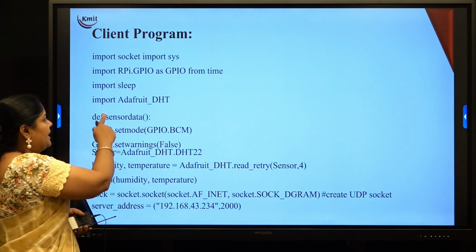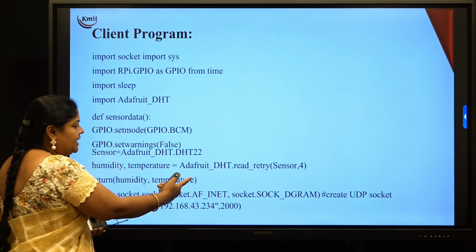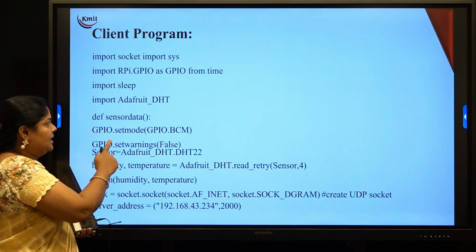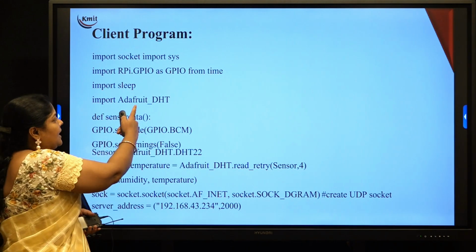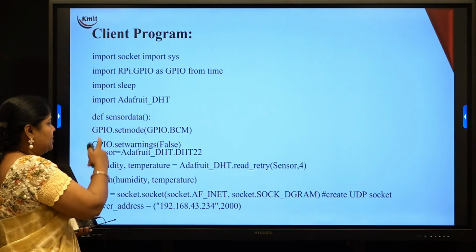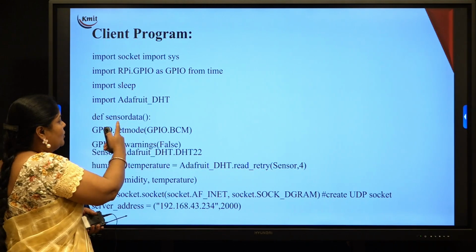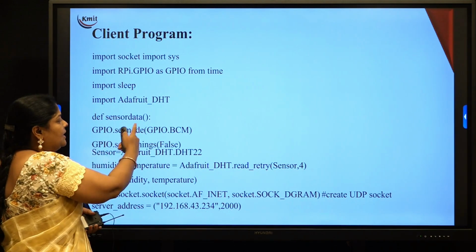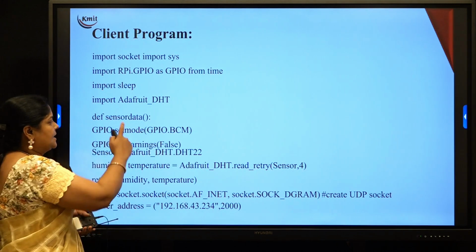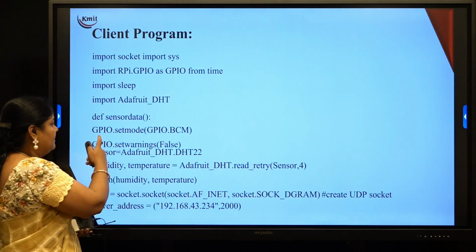So for that we are writing the program. In order to use DHT we need an Adafruit library. This we have already seen. Import Adafruit_DHT, and you define a method called sensor_data, where all the data from the DHT is collected in the sensor_data function.